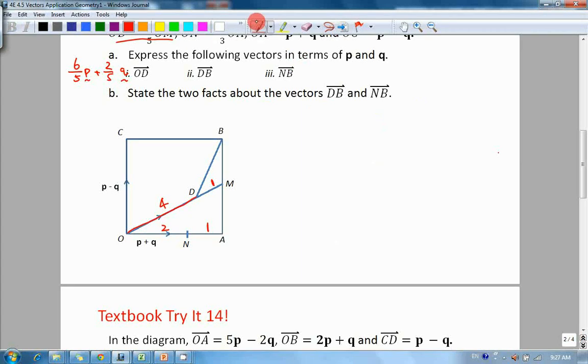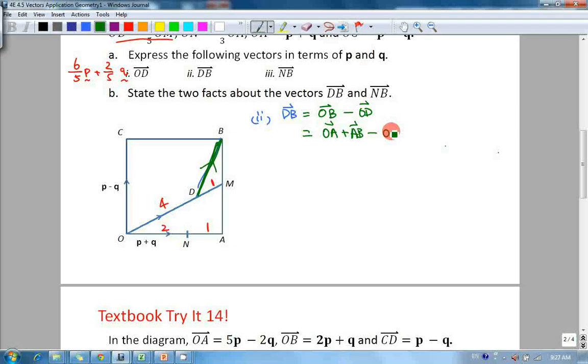Next, DB. This is the line. Okay, DB, this is the line. You may go DM, MB. You may choose another way, but in this case, I choose to use the position vector method. I use OB minus OD. Okay, OB is actually OA plus AB.